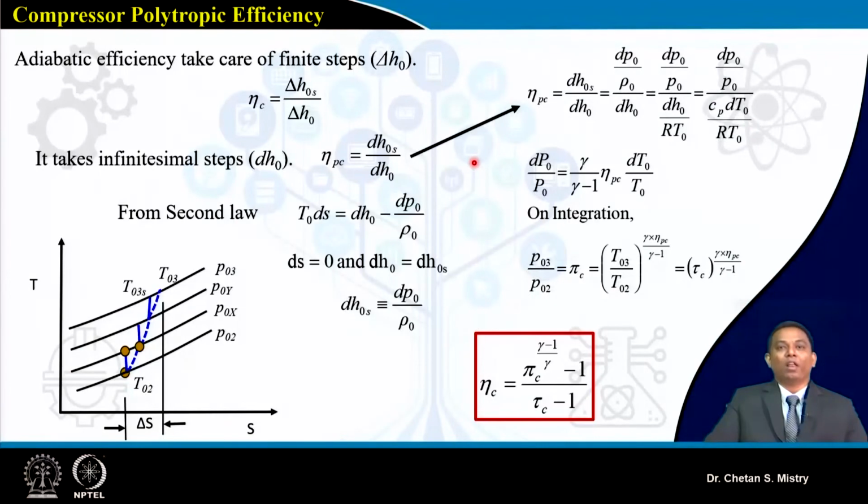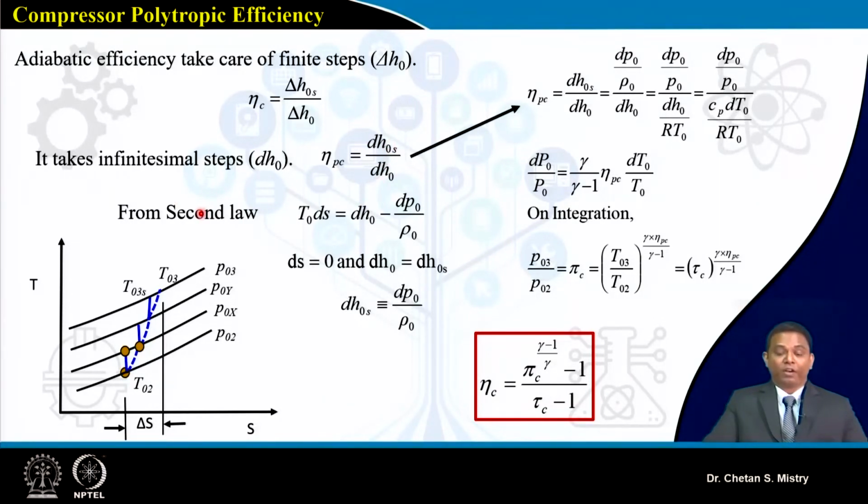Okay, now let me put this in terms of calculation of my polytropic efficiency. So here, if you look at my efficiency, I am writing it in terms of delta H0s by delta H0. If I am talking about a small elemental part, I am putting that as dH0s by dH0.